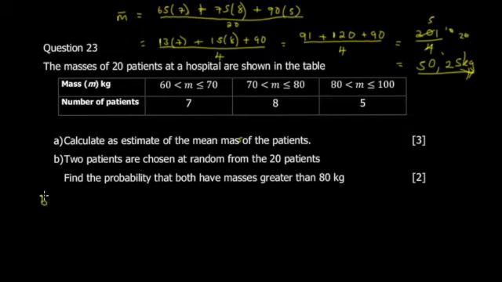You're done. So the second part says 2 patients are chosen at random from the 20 patients. Find the probability that both have masses greater than 80. So here there are 2 ways to go about it. You can assume that it's with replacement or without replacement. So I'm going to do the harder case, but there is no replacement.